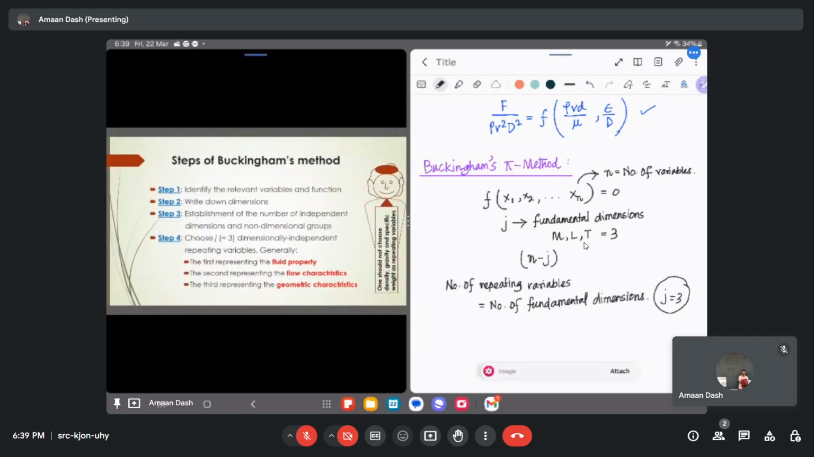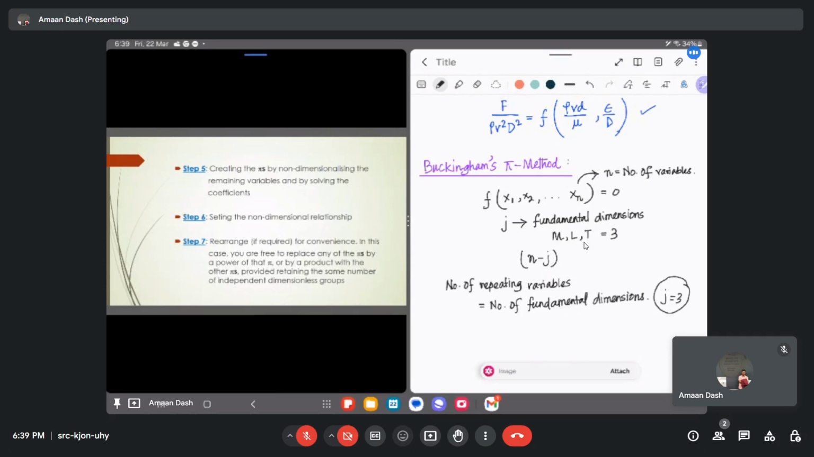So first is to identify the relevant variables and function and write down the dimensions. Then establish the number of independent dimensions in non-dimensional groups, and choose j, which is equal to 3, dimensionally independent repeating variables. Generally, the first represents the fluid property, second the fluid characteristic, and then the geometric characteristic. So you have to choose it wisely. Then create the pies by non-dimensionalizing the remaining variables and solving the coefficients, setting the non-dimensional relationship, and then rearrange if required for convenience. In this case, you are free to replace any of the pies by the power of that pi or by a product of other pies. We'll see that.